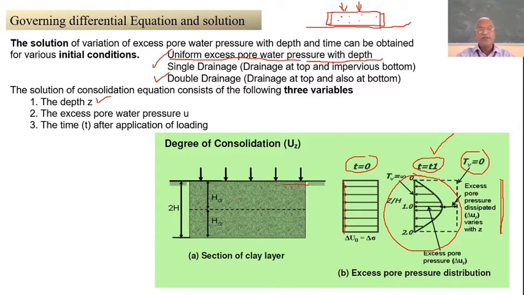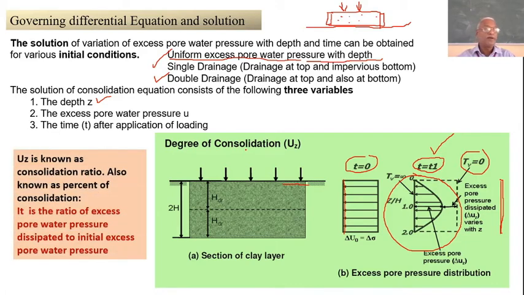So if there is a double drainage condition, in the sense water is allowed to pass from the bottom as well as from the top, this is how it looks. Suppose it is allowed only from the top, what happens? How will the pressure distribution be? We'll see that also.